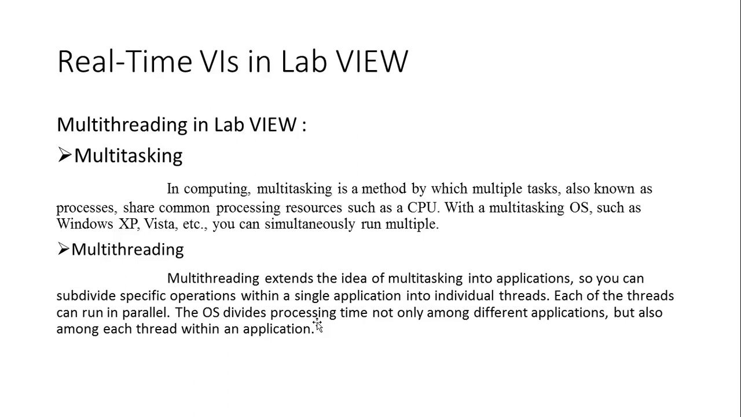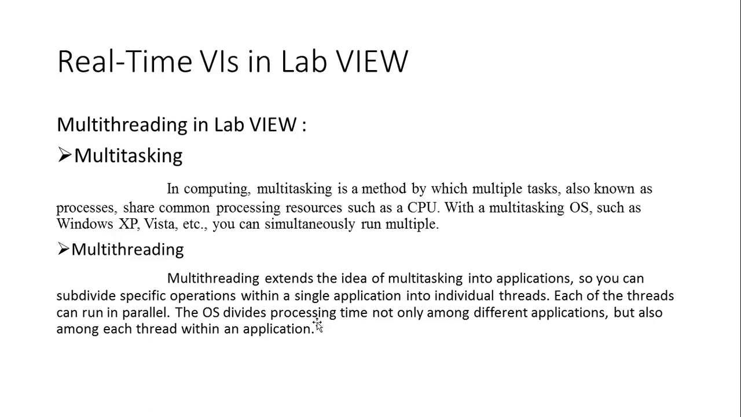Next, multi-threading in LabVIEW. What is meant by multi-threading and what is meant by multitasking? A multi-core system is a single processor CPU that contains 2 or more cores, with each core housing independent processors. What is meant by multitasking? In computing, multitasking is a method by which multiple tasks, also known as processes, share common processing resources such as a CPU. With a multitasking OS such as Windows XP, Windows Vista, etc., we can simultaneously run multiple operations and multiple applications. Multitasking refers to the ability of the OS to quickly switch between each computing task to give the impression that different applications are executing multiple actions simultaneously.